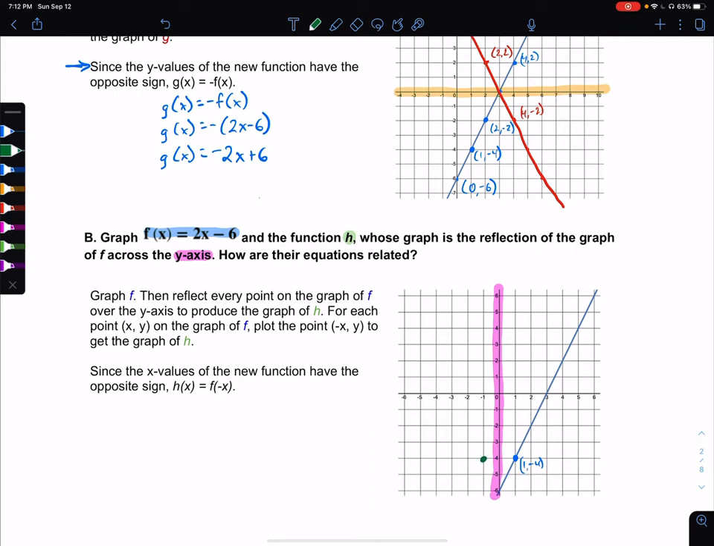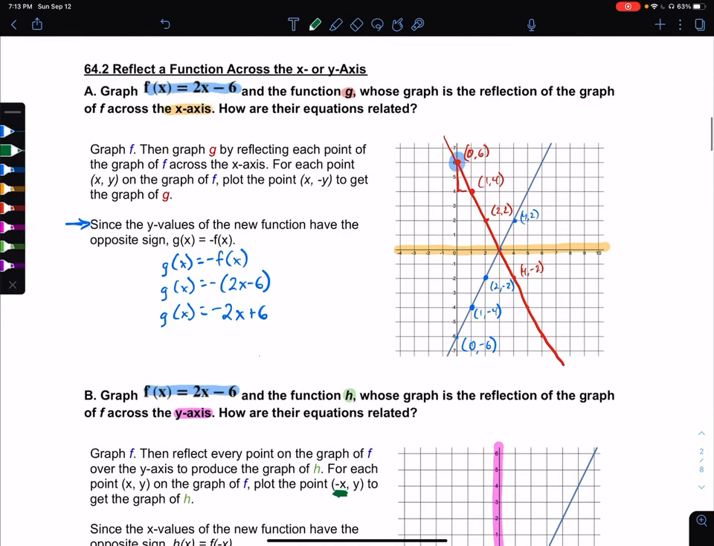Makes it a lot easier if it's color-coded. So negative 1, 4. I can pick another point. I can pick this point 3, 0. Instead of 3, 0, if it's reflected across the y-axis, it's going to become negative 3, 0. So notice here that our x's are going to be negative. And in the previous example, our y's were negative.